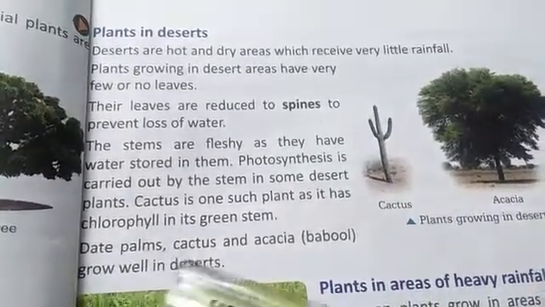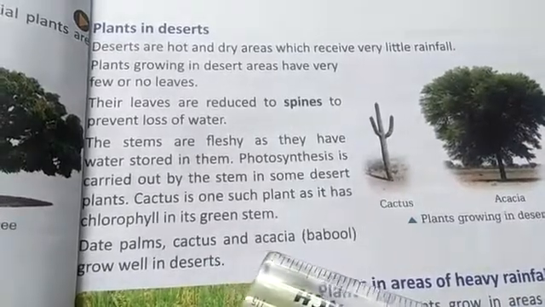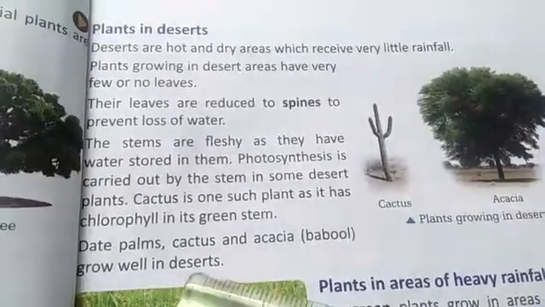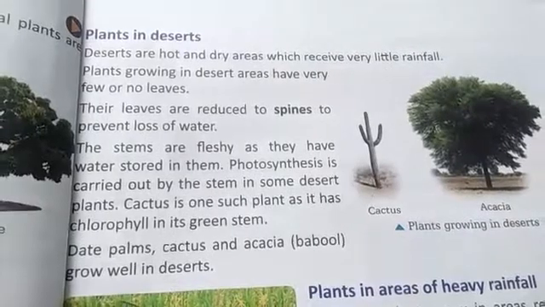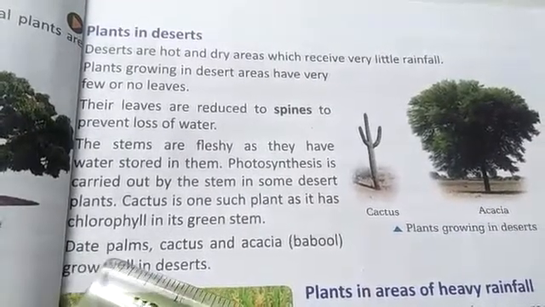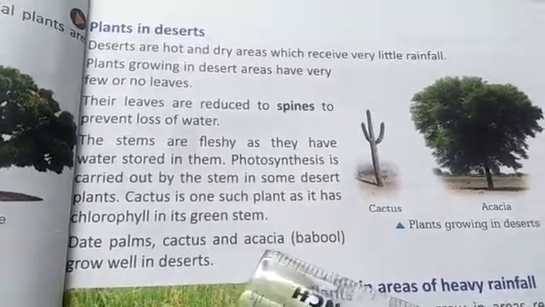Date palm, cactus and acacia grow well in the desert. These are examples of plants that grow in the desert. Date palm, cactus and acacia, or we can call it the babul tree.